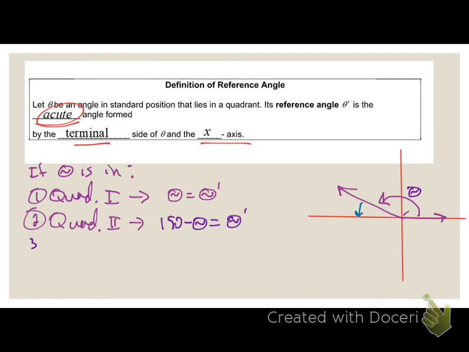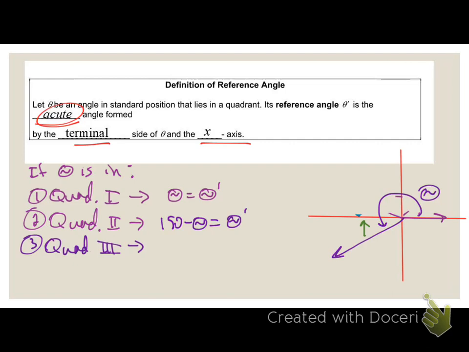All right, now, what if we're in quadrant 3? Let's think about this. Let's set this up. Quadrant 3 means that my angle will be here. So this is my original angle, but I only want that angle. That would be your reference angle because it's being formed by the terminal side and the x-axis. Well, to get the green angle, to go all the way from the whole angle takes me past 180, right? So how do we do that?